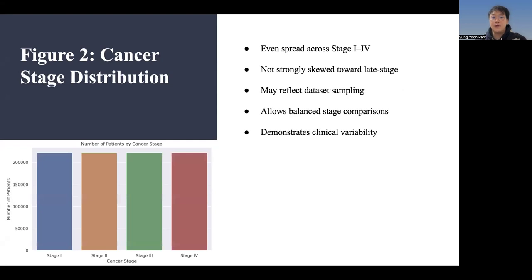Figure 2 shows the distribution of cancer stages. Interestingly, the dataset is evenly distributed across stage 1 through stage 4. In real-world populations, we often see a higher percentage of late-stage diagnoses, but this balanced distribution is useful because it allows us to compare survival trends across stages without bias. It's important to note that this evenness likely reflects sampling rather than clinical reality.